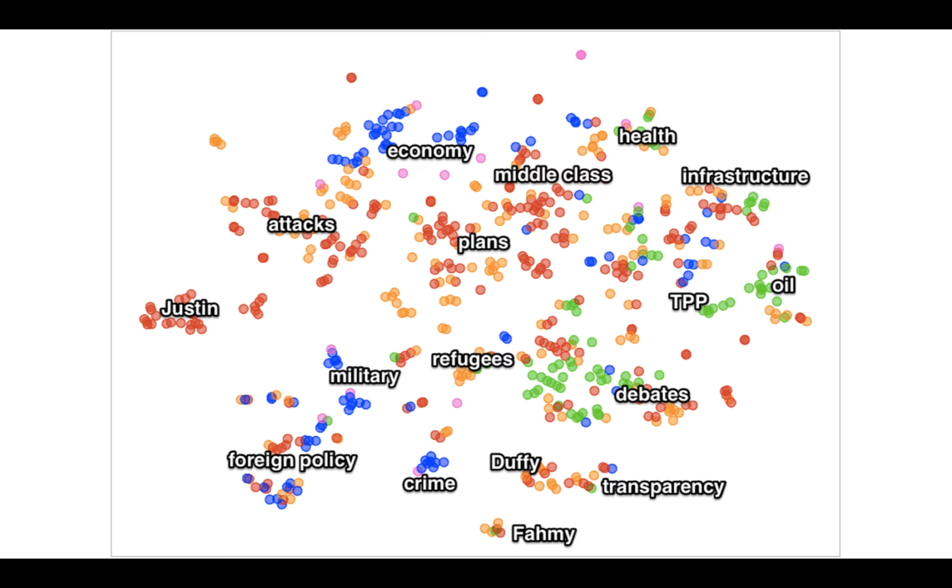You'll see that the Conservatives talk a lot about the economy and the military. The Greens talk a lot about oil and the fact that Elizabeth May was not invited to the debates. So you can apply this to textual data. You can apply this algorithm to image data. It might be a little hard to see. What we did here is we gave it a whole bunch of images of structures and asked the algorithm to lay out these images however it saw fit.